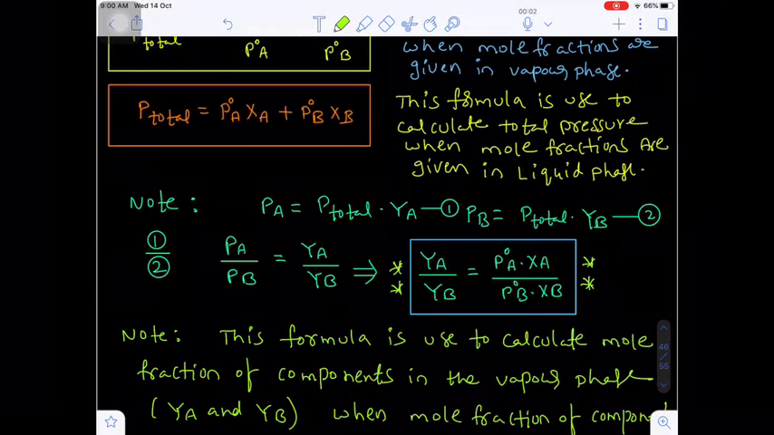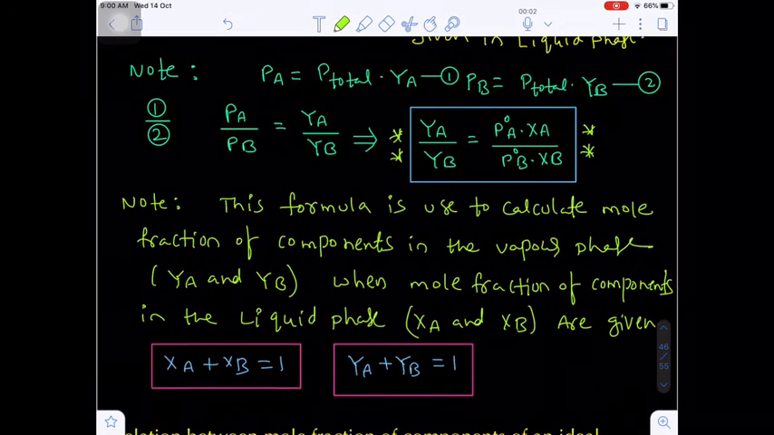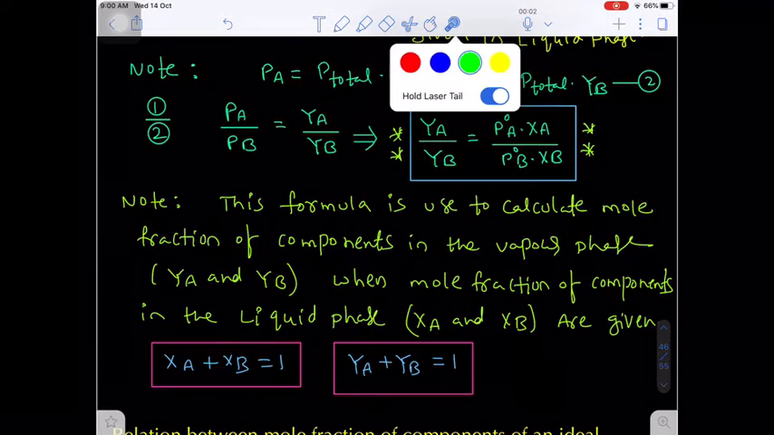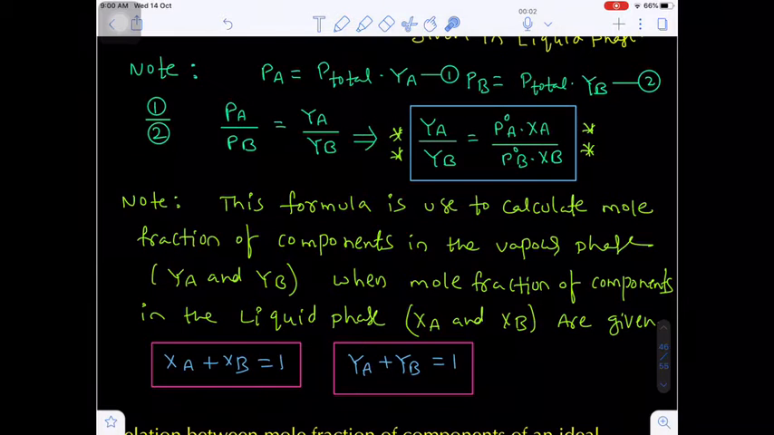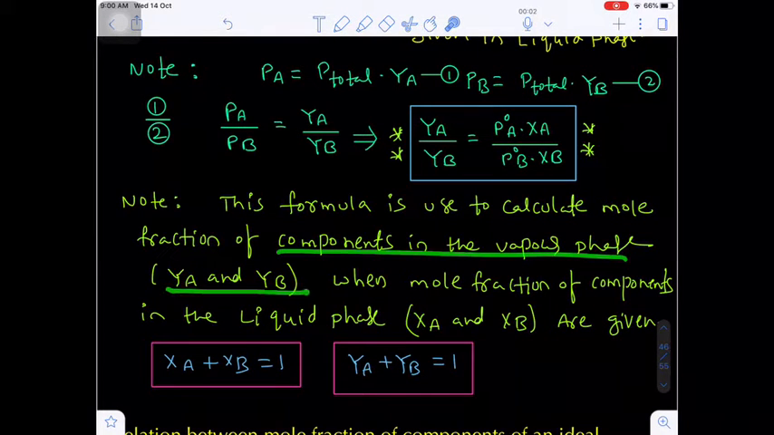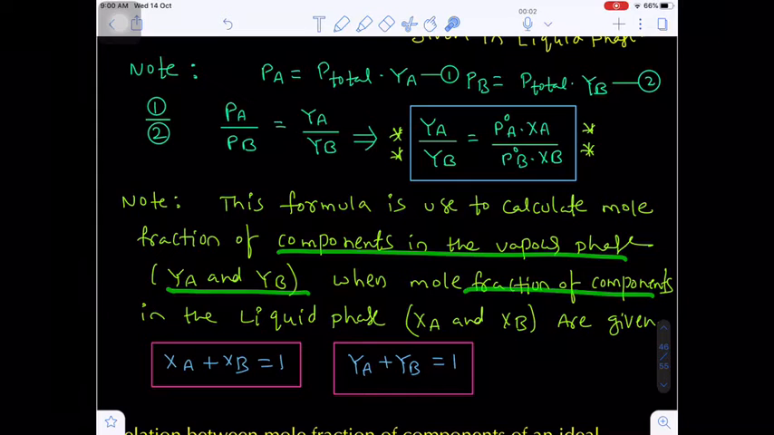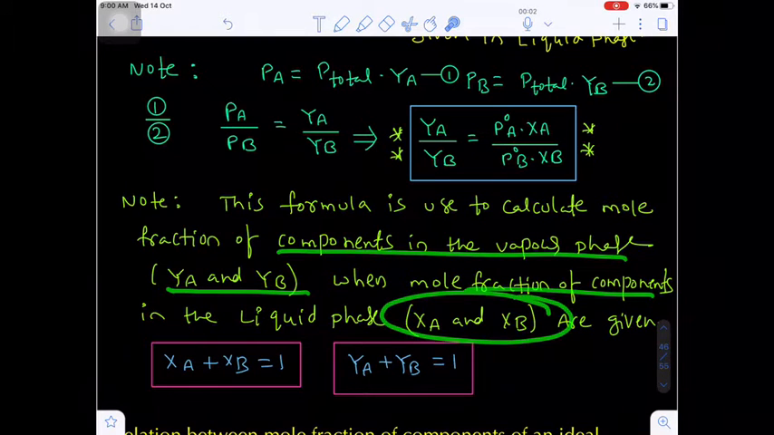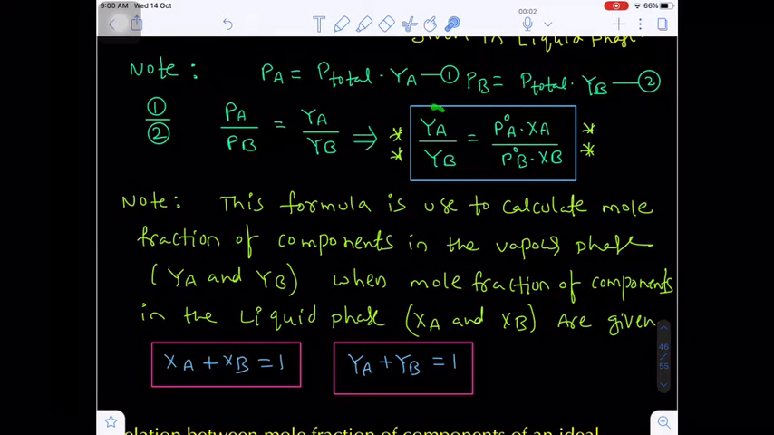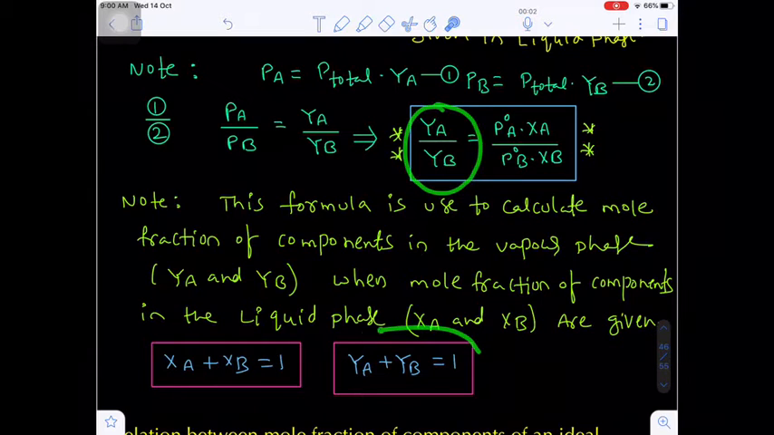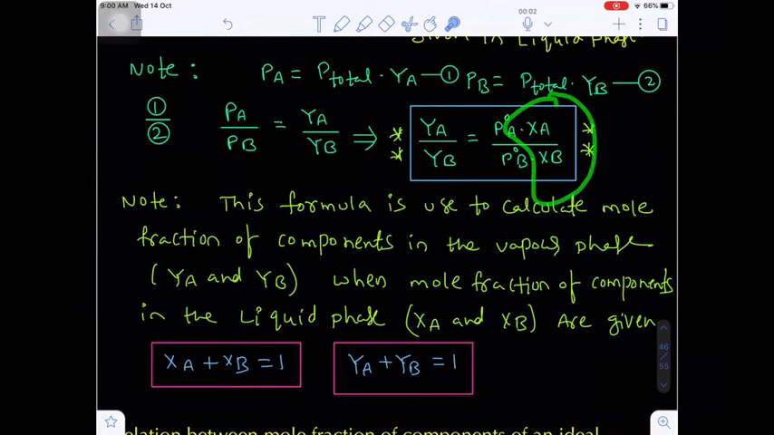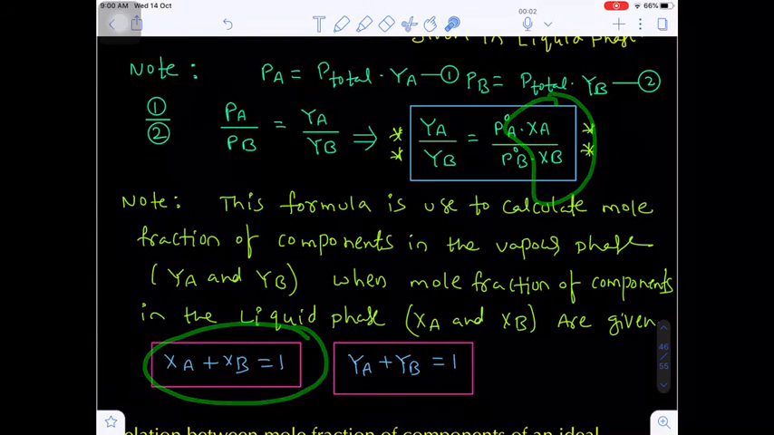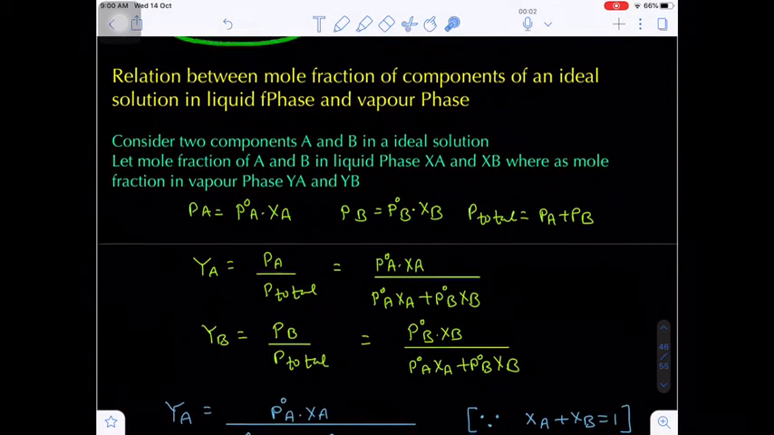If the mole fraction in the liquid phase Xa, Xb are given, and the pure vapor pressure of components A and B are also given. Okay, and this formula is used to calculate the mole fraction of a component in the vapor phase, that is Ya, Yb, when the mole fraction of components in the liquid phase Xa, Xb are given. And one more important relation between Ya and Yb, that is Ya plus Yb is equal to 1. And one more important relation between Xa and Xb, that is Xa plus Xb is equal to 1.